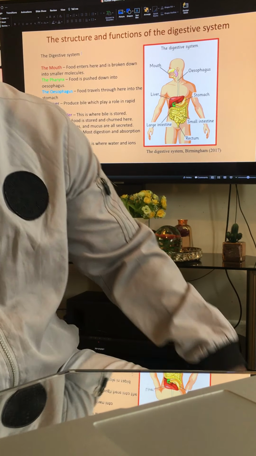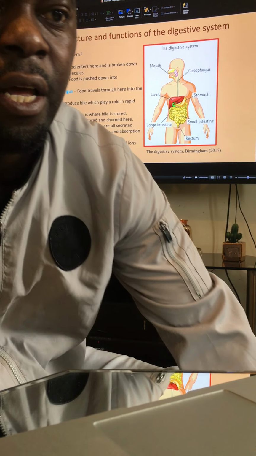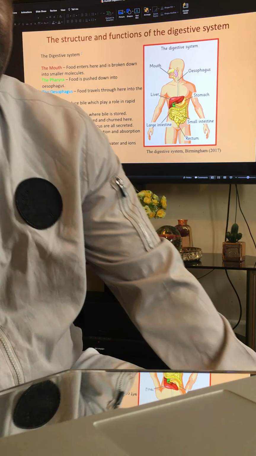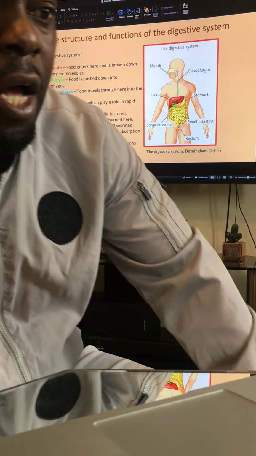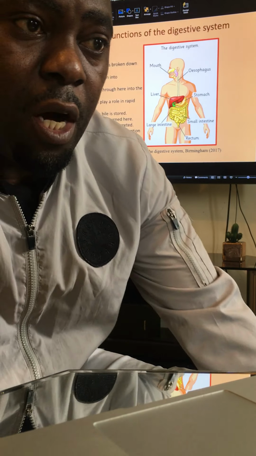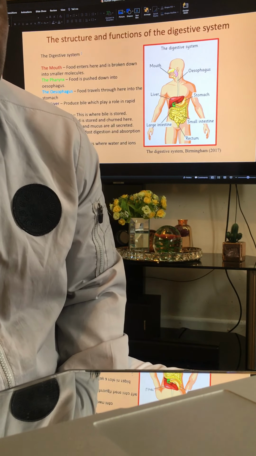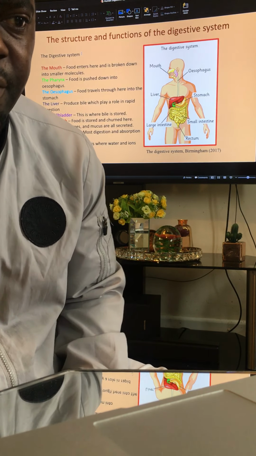The liver is located on the right side of the abdomen below the diaphragm. The liver produces a yellowish-green fluid called bile. The gallbladder is a pear-shaped sac that is attached to the liver. The main role of the gallbladder is to store bile and help digest fat.